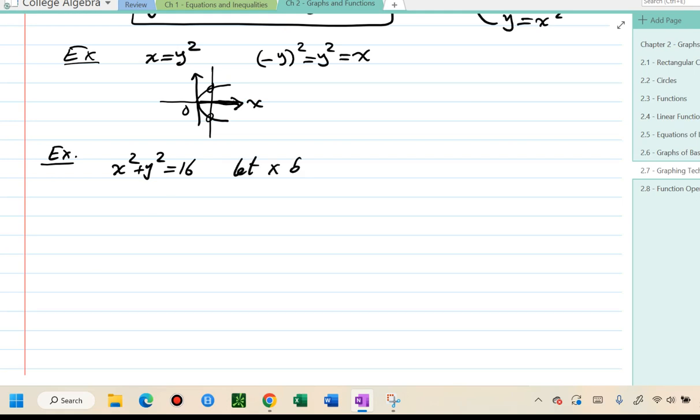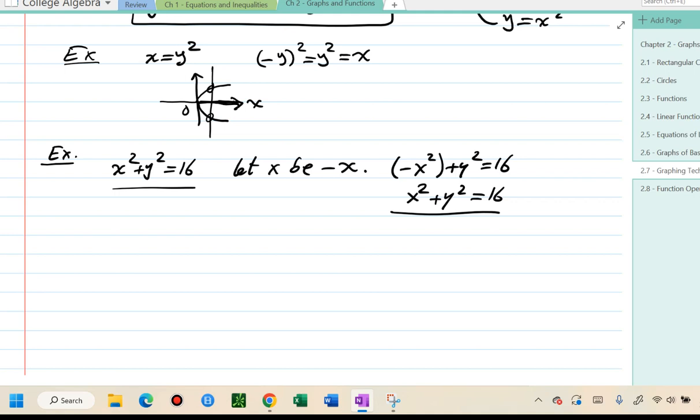Let x be negative x. Okay, so I'm replacing x with negative x. Now I get negative x squared plus y squared equals 16. Negative x squared is x squared, y squared, of course, is not affected, and you get exactly the same equation. So this relation, again, is not a function. This relation is symmetric with respect to the y-axis.